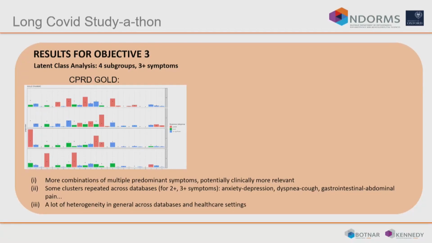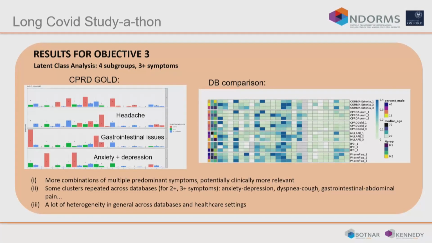For example, these are again the results for CPRD Gold. We observed 4 different clusters. The first one was headache-related issues. The second one was gastrointestinal issues. And we have a third one that was anxiety plus depression. Again, we compared these results across different databases. And what we saw, and here you have to believe me because I couldn't write different animations, is that there are basically three clusters that are reproduced across nearly all the databases: the anxiety plus depression, the dyspnea and cough, and the gastrointestinal issues.